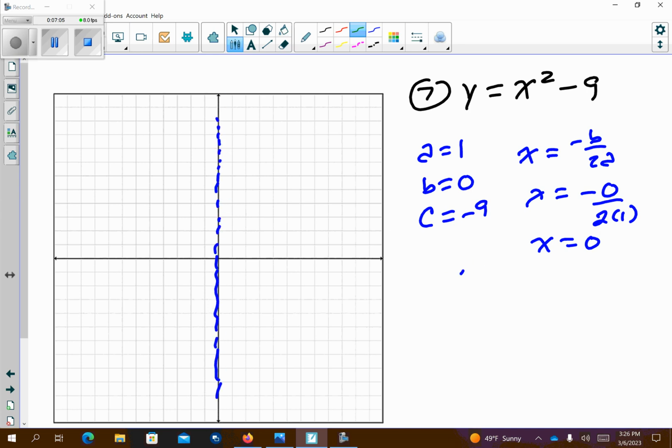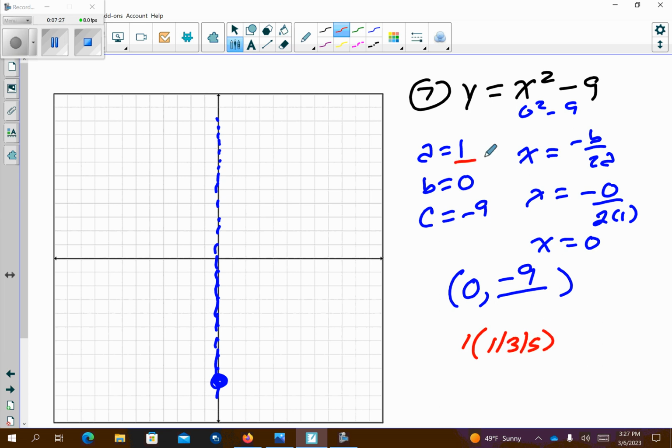Okay. So I'm going to get 0 comma something for my vertex. So I get 0 squared minus 9. 0 squared is 0. 0 minus 9 is -9. So -9. 1, 2, 3, 4, 5, 6, 7, 8, 9. And our pattern graph is going to be 1 times 1, 3, 5, because my a value is 1. So I'm going to go right one up 1, left one up 1, right one up 3, left one up 3, right one up 5, left one up 5, so on and so forth. So that gave us some roots as well.